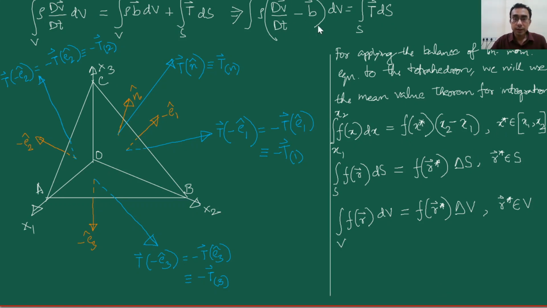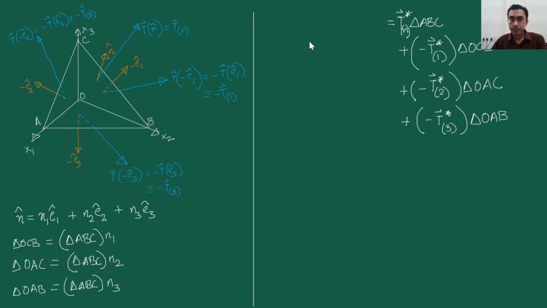Now we are going to write the left hand side. The left hand side, so this is rho dv dt minus b vector. This entire thing multiplied by the volume of the tetrahedron.